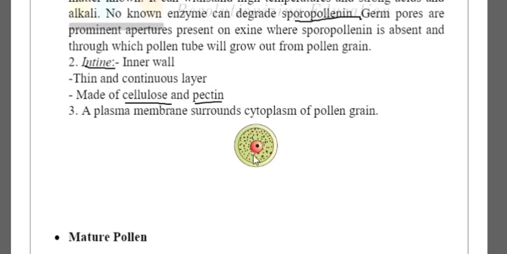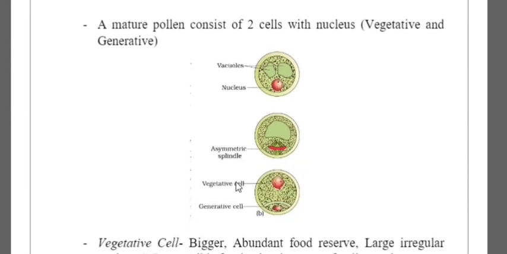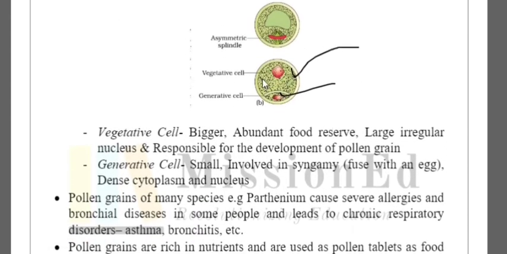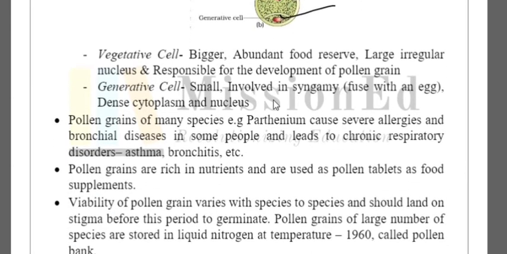A plasma membrane surrounds the cytoplasm of the pollen grain. The mature pollen consists of two cells. As you can see here, one is the vegetative cell, another is the generative cell. Very importantly, the vegetative cell is the bigger one, and it has abundant food reserves and a large irregular nucleus. And this is the generative cell, which is small and basically involved in the fertilization or the fusion process with the egg, and therefore it has dense cytoplasm and nucleus, because the basic hereditary part has to be done by this generative cell only.